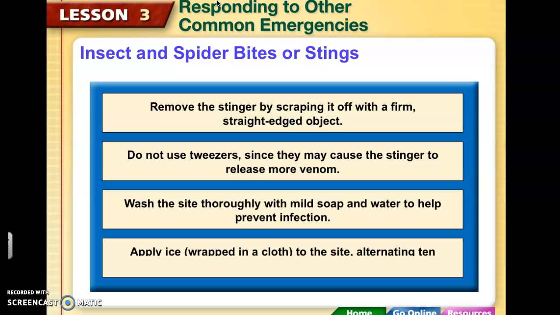So what to do for spider bites, insect bites, and stings: remove the stinger by scraping it off with a firm, straight-edged object. Do not use tweezers since it may cause the stinger to release more venom. Wash the site thoroughly with mild soap and water to help prevent infection. Apply ice wrapped in a cloth to the site, alternating 10 minutes on, 10 minutes off, 10 minutes on, 10 minutes off to reduce pain and swelling.